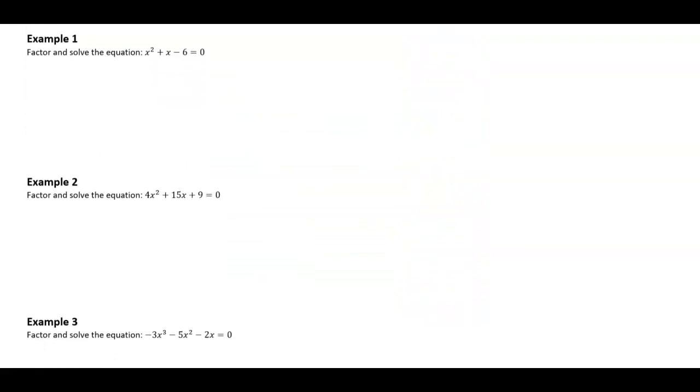I want to factor and solve the quadratic equation x squared plus x minus 6. The way in which we are going to do that is we need to make sure that we find a number or a pair of numbers that multiply to -6, multiply to our C value, and add to our B value.